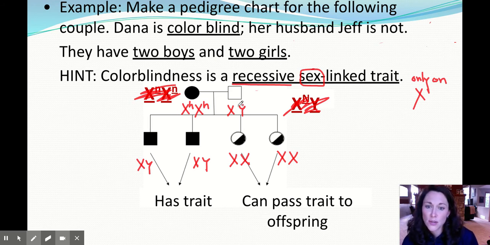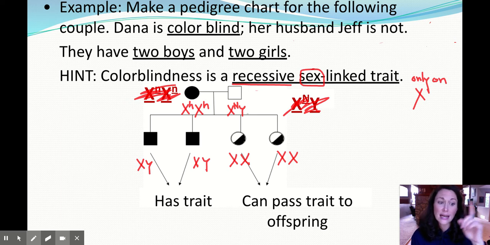Our description also says that dad does not have the disorder, and his square is not colored in, so he must have a capital N because he doesn't have the disorder. And remember, with any sex-linked trait, we do not put anything over here next to the Y because it's missing that DNA segment that would carry that gene. So boys only get a single copy.